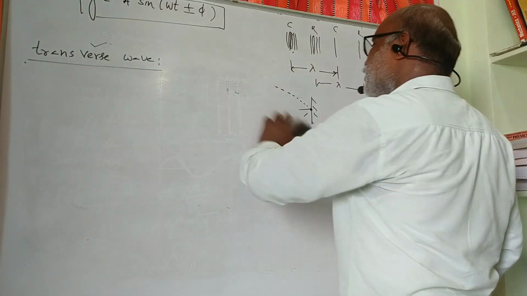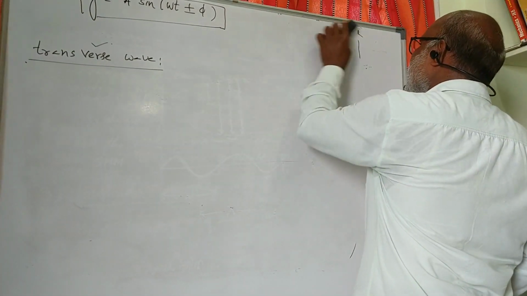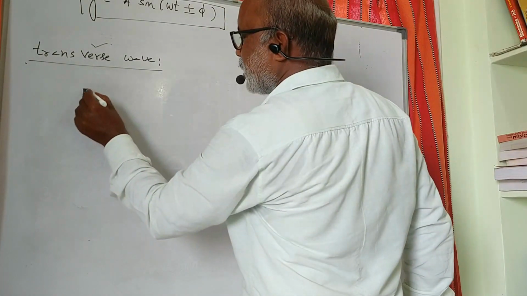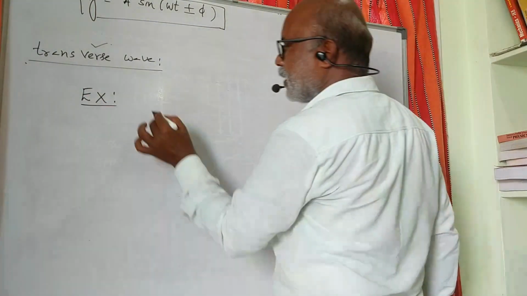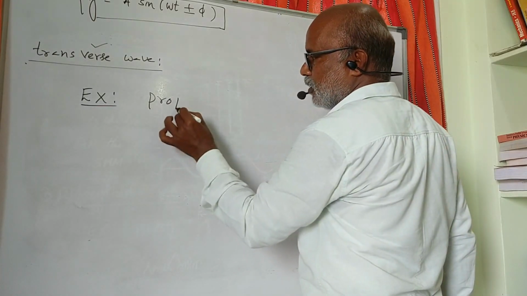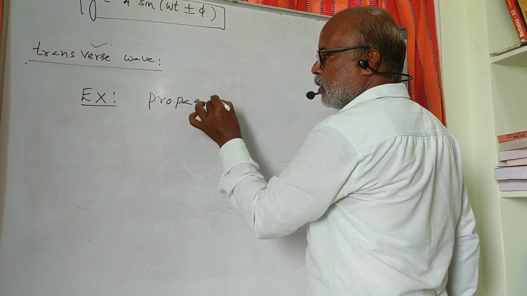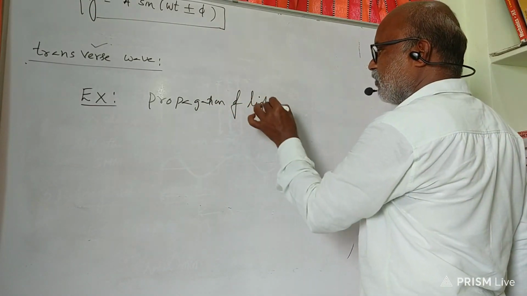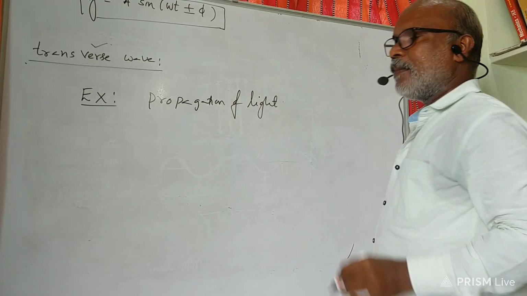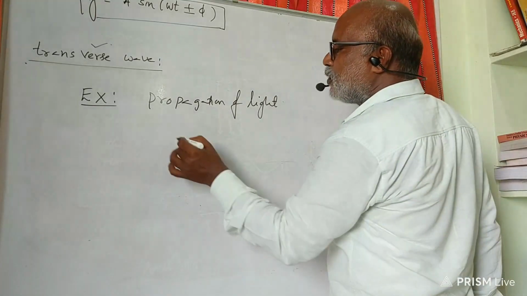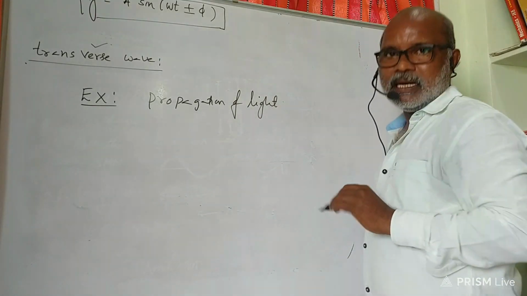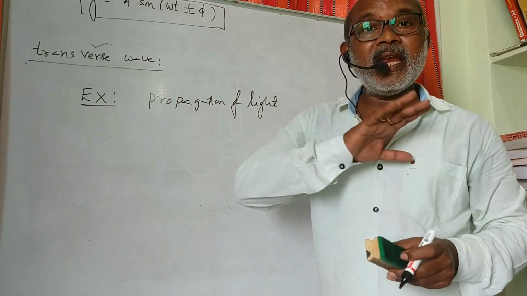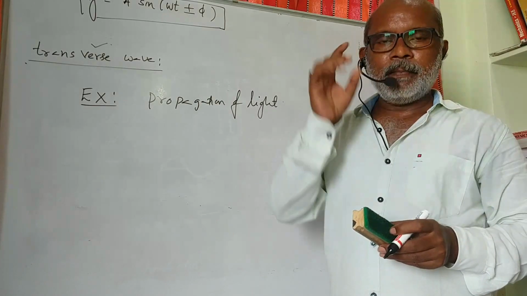This is about the transverse wave. And what is the best example for a transverse wave? The best example for a transverse wave is the propagation of light energy. Light. The propagation of light is the best example. Why? Because light is purely transverse in nature. Light energy is purely transverse. It doesn't have any longitudinal components.